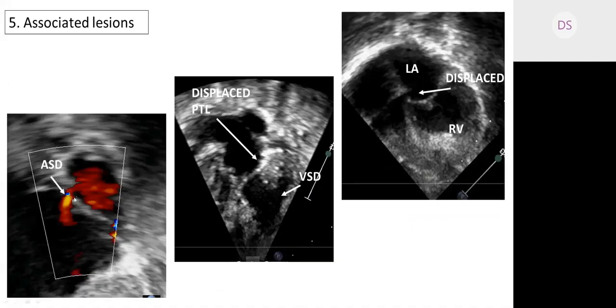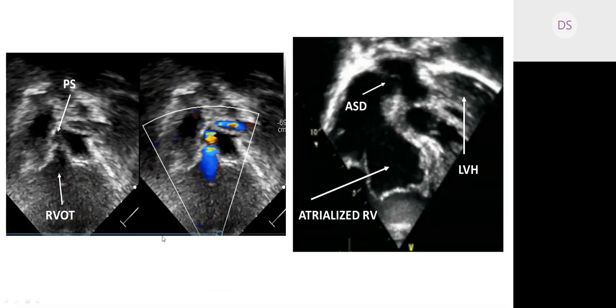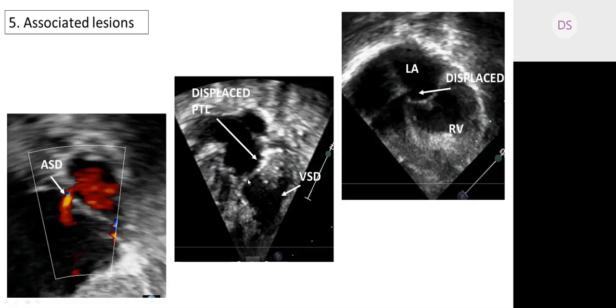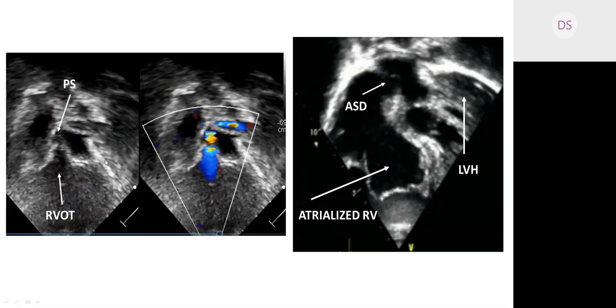Left atrium, right atrium, and you see the ASD. You try to see the direction of flow of the interatrial septal defect. You see the displaced PTL here and presence of a VSD sometimes. And sometimes you can have it in presence of a corrected transposition where you have RV and tricuspid valve on the left side. So this is a corrected transposition with an Ebstein's.